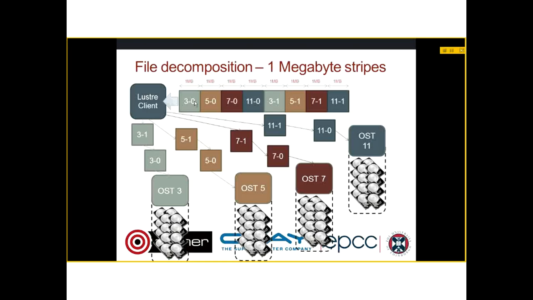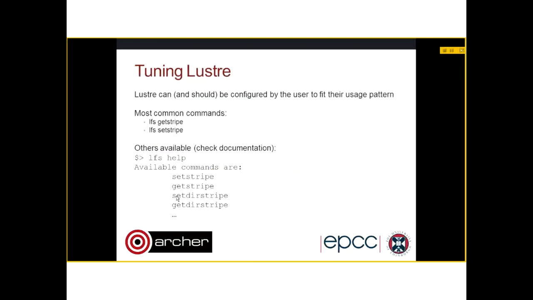And as I said, the default is to have 1 megabyte stripes and a count of 4 stripes, so you'll be striping over 4 OSTs. And also the default is that you let the system decide which OSTs to stripe over. There isn't really much point in you choosing a particular set of OSTs, well, a start OST.